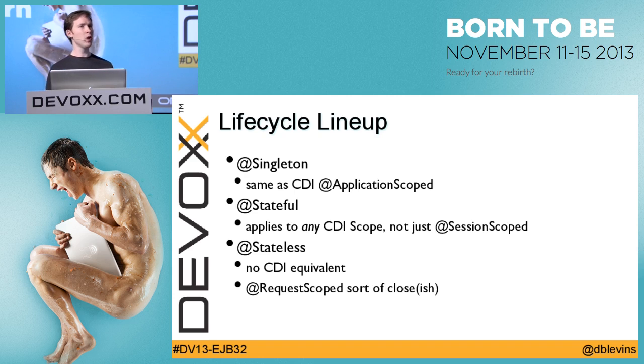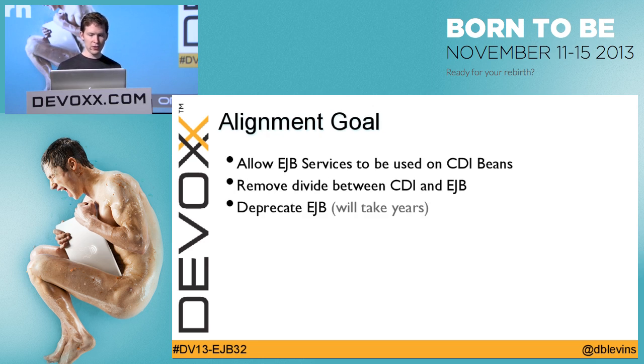Stateless, there's no real equivalent because stateless is actually pooled. It's poorly named, and there's no pooling kind of concept in CDI, although, as I mentioned, the scopes are extendable standardly, so you could actually write pooling code if you wanted to have pooled beans. And you could write your own pooled scope. It's sort of like request scope, but not quite, because with stateless session beans, you only get the instance for the duration of the method invocation, and it goes back into the pool.